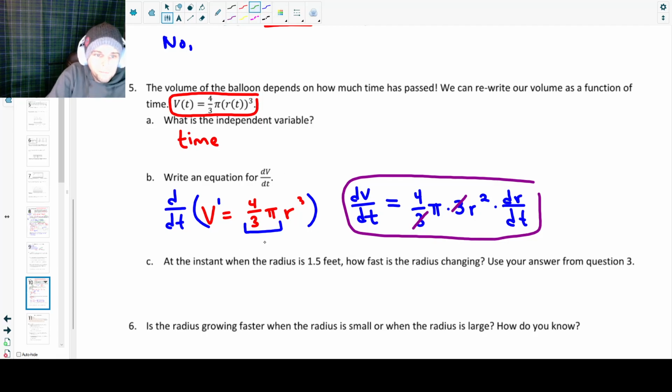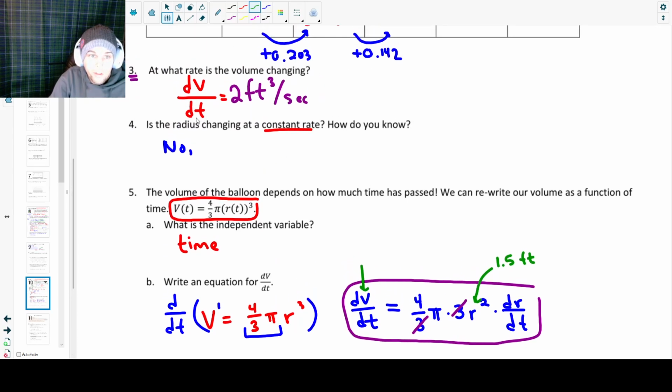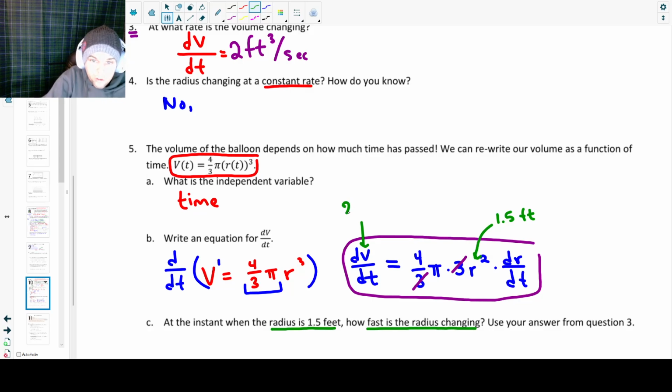All right. At the instant when the radius is equal to 1.5 feet, how fast is the radius changing? So in this situation, we know that the radius is going to equal 1.5 feet. We know dV/dt is actually a constant for this problem, because if we go all the way back up to the beginning, we know that the volume is changing at a constant rate in this scenario, 2 feet cubed per second. So we're going to go ahead and put that in there, 2 feet cubed per second. That is our dV/dt.